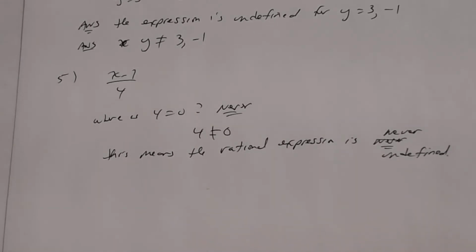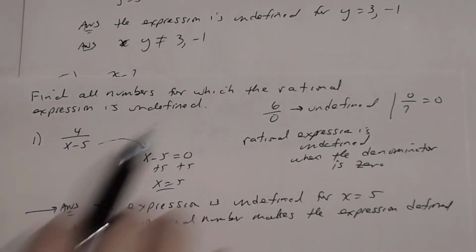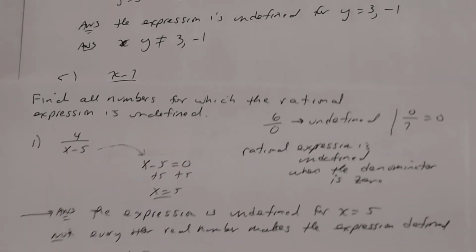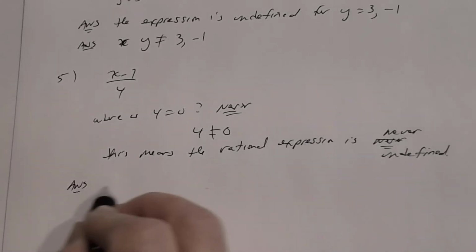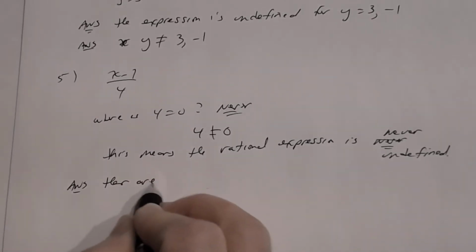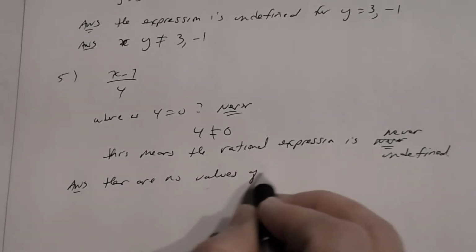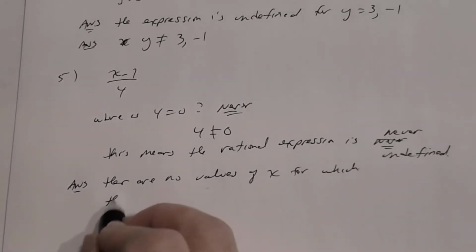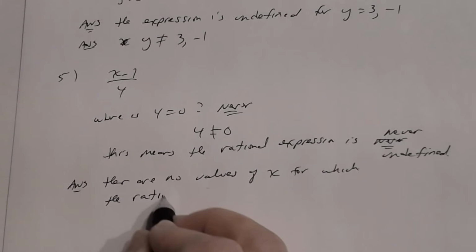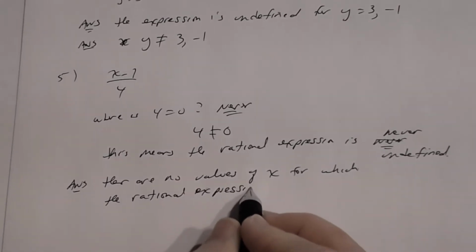So how do I write the answer then? You may say, well, how do I write the answer? Well, let's look at the directions again. The direction is find all numbers for which the rational expression is undefined, right? So you can say this. You can say something like, there are no values of x for which the rational expression is undefined. You can say something like that, right?